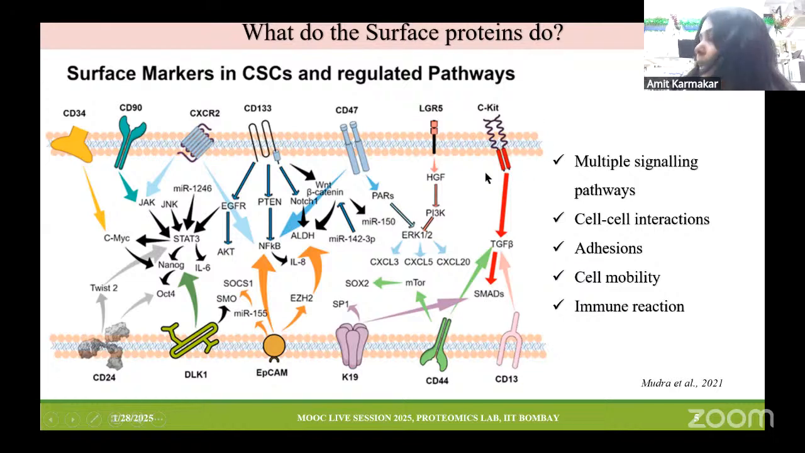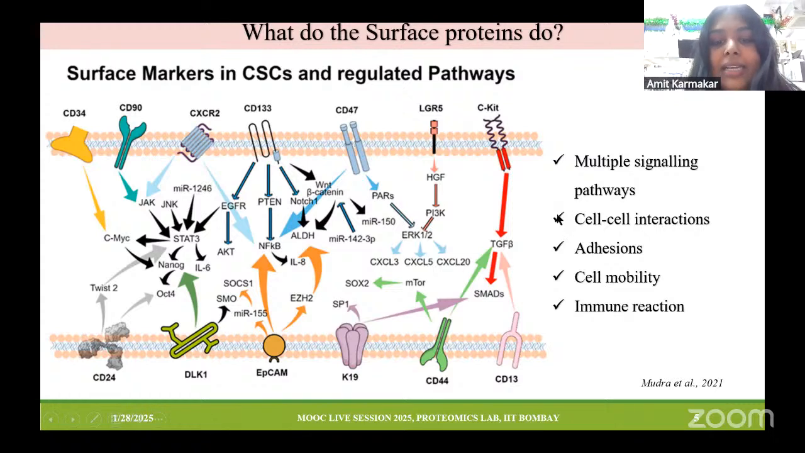Surface receptors are always there to take up the signals, and depending on the signals, the downstream changes that happen inside the cell will decide the fate of the cell, whether the cell is going to divide, whether the cell is going to have replication, or whether the cell will go to apoptotic mode. So everything, whether the cell will differentiate or not.